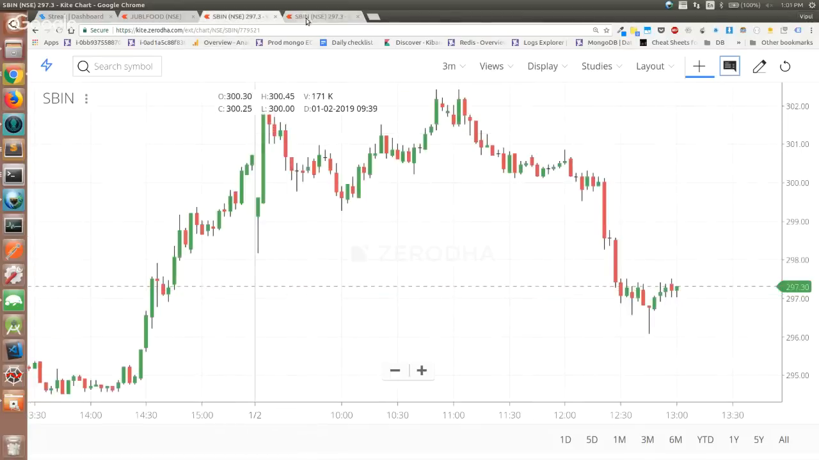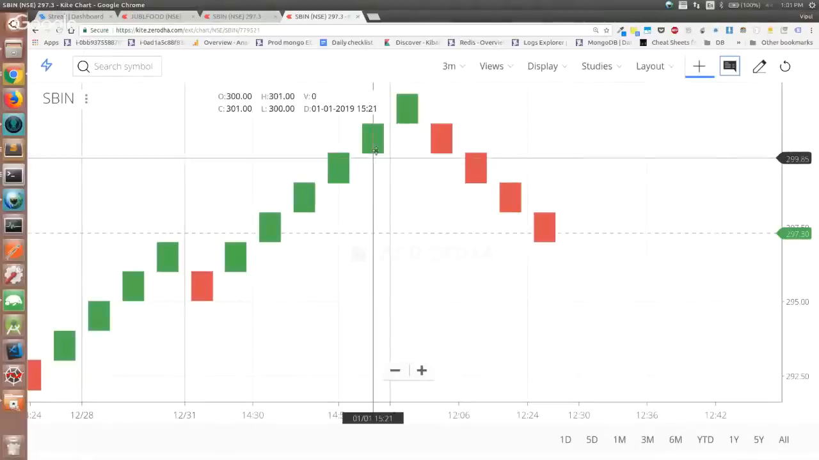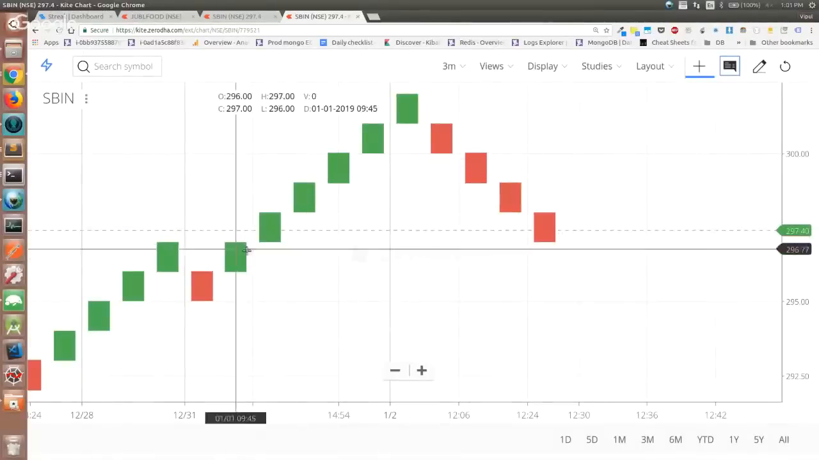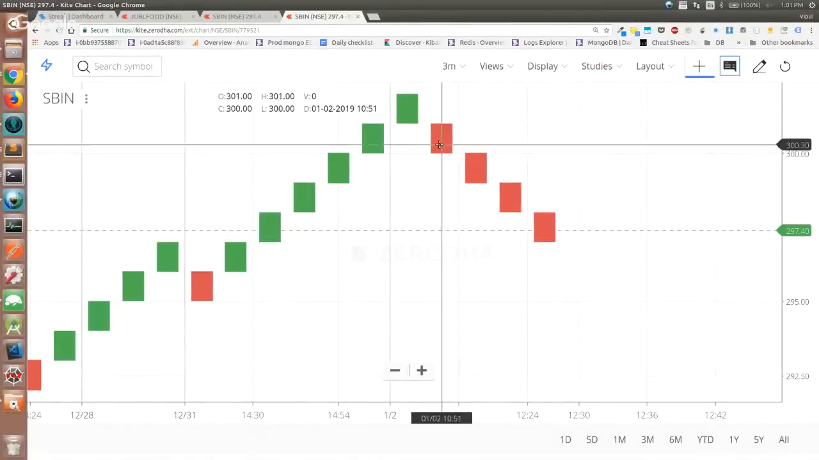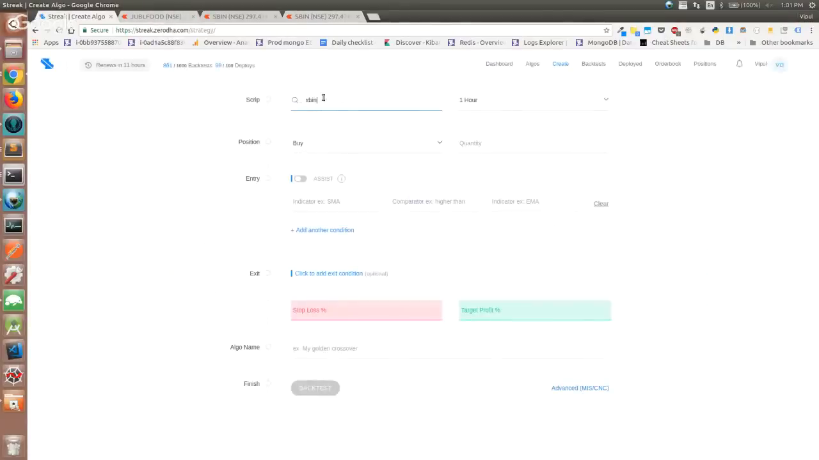Great. So now we are here. Again, the strategy is to buy when two green Renkos are formed and to sell when one red Renko is formed. Let me start creating a strategy. I've clicked on create. Let me add SBIN.